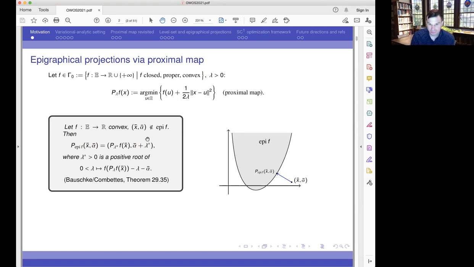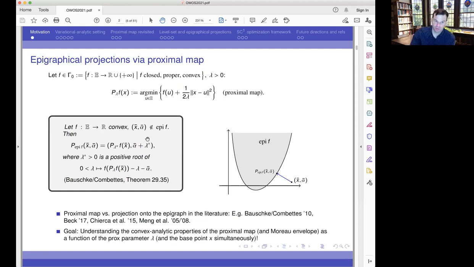And we sort of took this as a send-off to look a little more into the convex analytic properties of the proximal operator, not just as a function of the base point, which is extremely well studied and basically everything is available that you possibly want, but also as a function of the prox parameter. And then, at the end of the day, as a function of the prox parameter and the base point simultaneously.